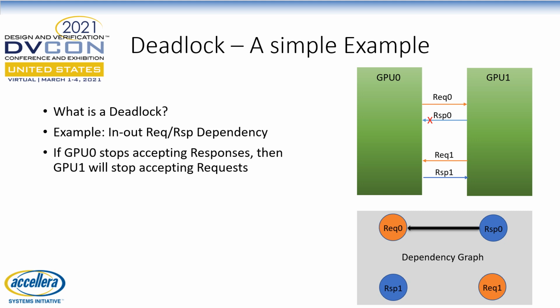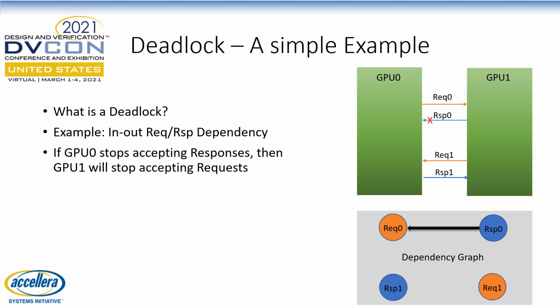So let's first understand what is a deadlock. A hardware system is said to enter a state of deadlock if it gets into a state from which there is no forward progress. So once it reaches the state, there's no set of input combination which can take it out of the state other than resetting the system.